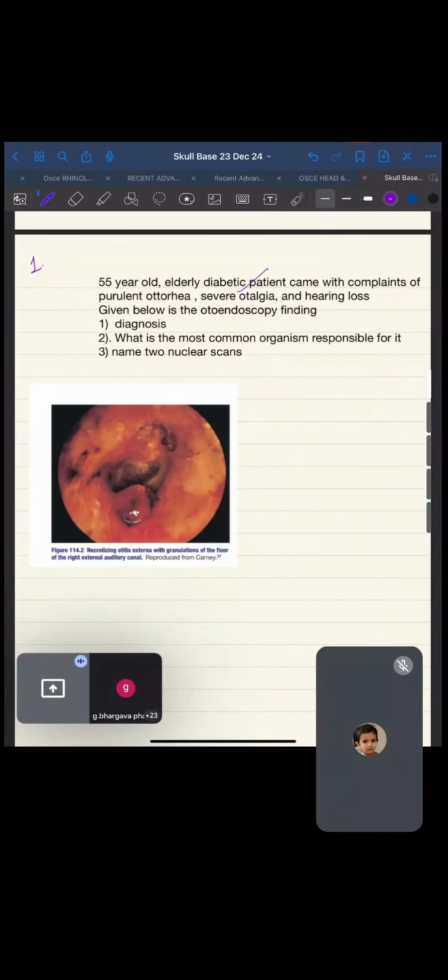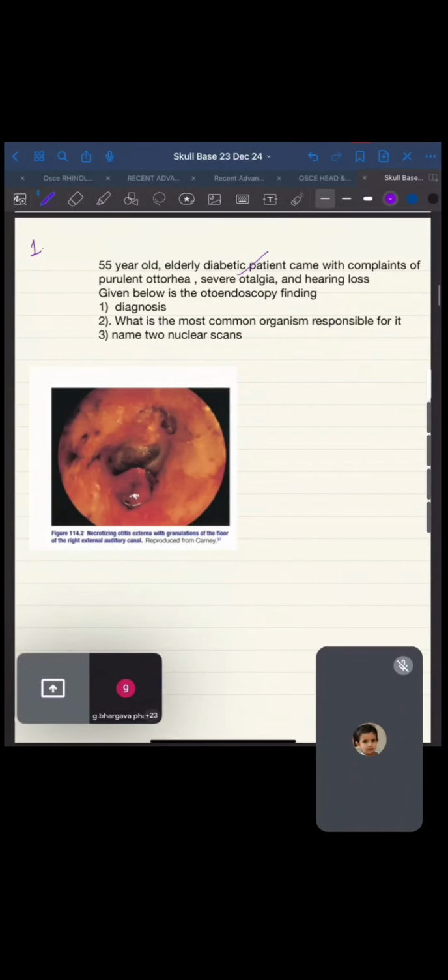So the answer for this is malignant otitis externa. Either you can answer malignant otitis externa, or skull base osteomyelitis. The organism responsible for this is Pseudomonas. So in case it happens in the exam that they ask you what is the organism responsible and you don't know the answer, take a safe bet on Pseudomonas. Don't leave it blank.